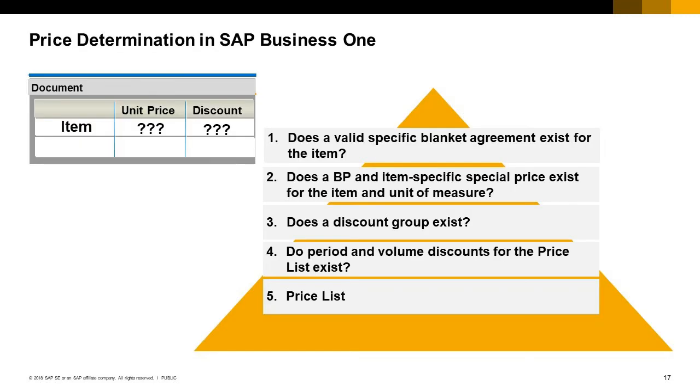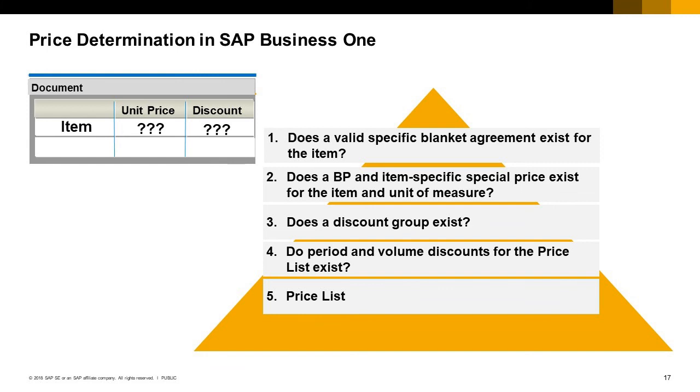Since you can define several prices in the system for the same item, the system needs to use a certain logic to find the valid price, starting with the most specific price. The system uses the above list of priorities to find the valid price. Once it has found the price and any applicable discounts, it enters the results in the document.